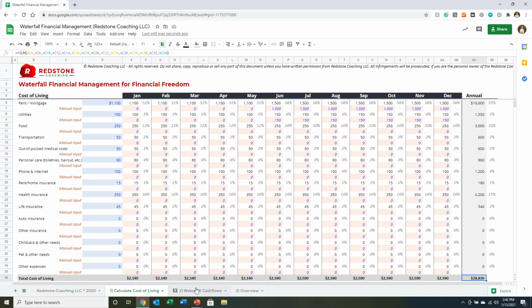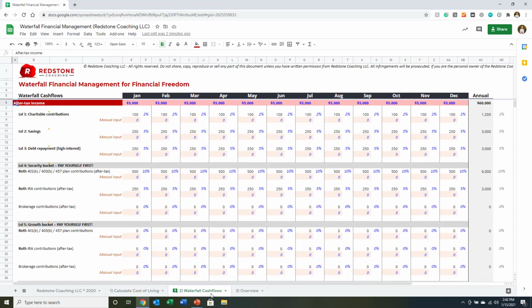Now, let's go to the second tab, which is your waterfall cash flows. This is where you're going to choose the percentages that you want to allocate to the different levels of your waterfall. And also, I know that this spreadsheet might look overwhelming. If you're not very comfortable using Excel, you may be looking at this and going, oh my God, there are so many numbers. That's okay. I promise once you start using this for yourself and you play around with it a little bit, you start popping in numbers, you'll immediately see how easy this is to use.